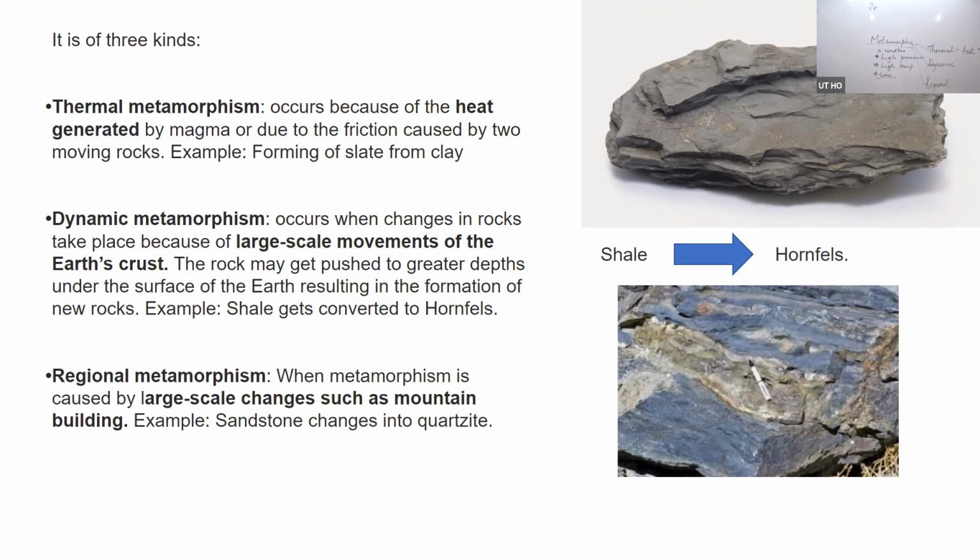Next, dynamic metamorphism occurs when changes in rock take place because of large-scale movements of the Earth's crust. This is because of what? Large-scale movements of the Earth's crust. So this heat was due to magma and due to friction generated by moving rocks.